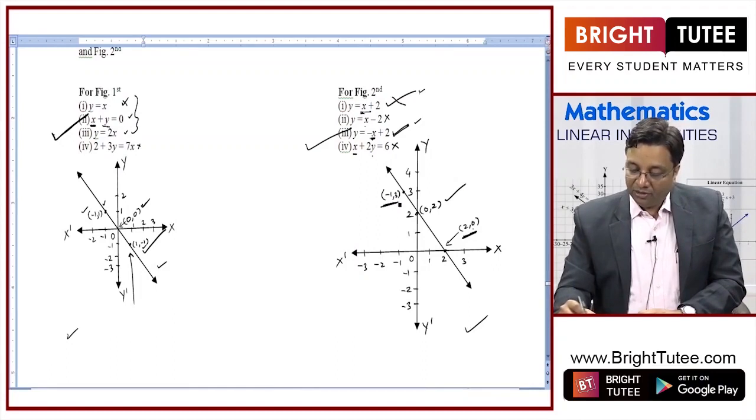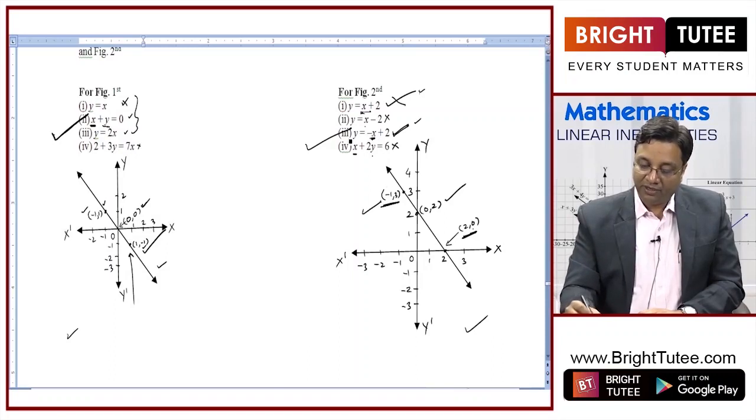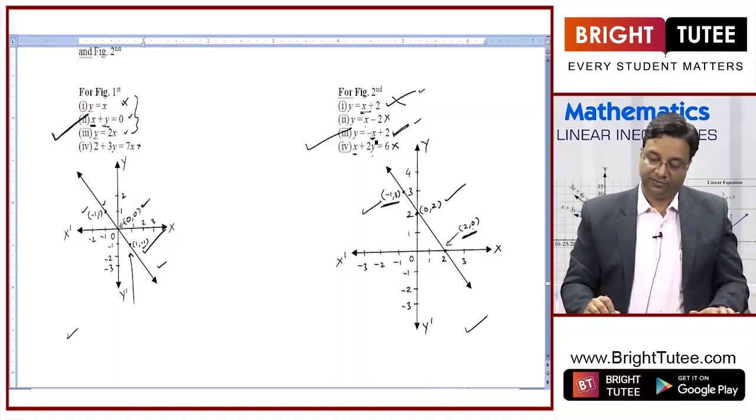And this point will also satisfy this equation. Let us check. If I put x equal to negative 1, y will be 3. So yes, it is true. Hence, this is my answer.